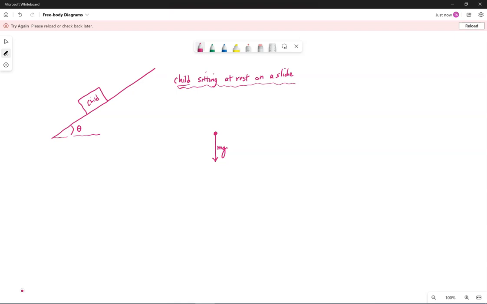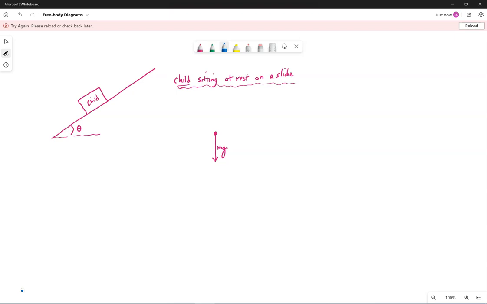All right, so that's one. That's our field force. The rest of our forces will be contact. So we have to think about what this child is in contact with. The child is in contact with the slide. They are sitting on the slide, just sitting there. Well, this slide is a surface.